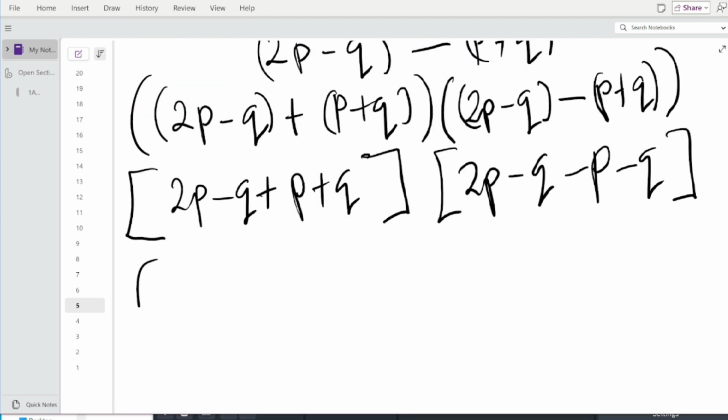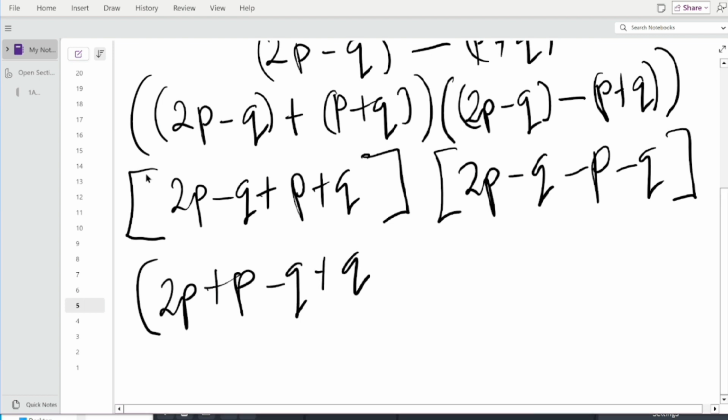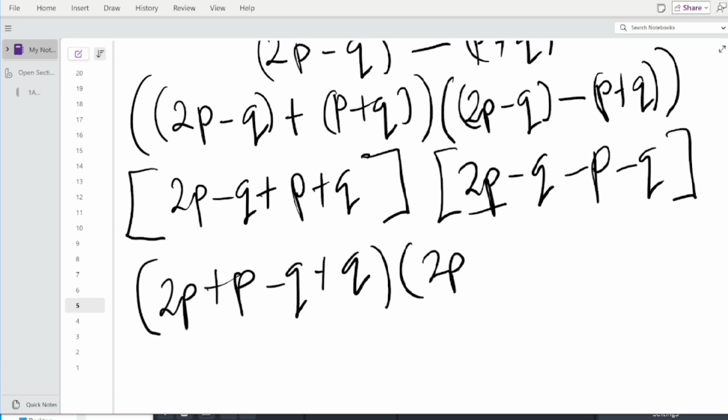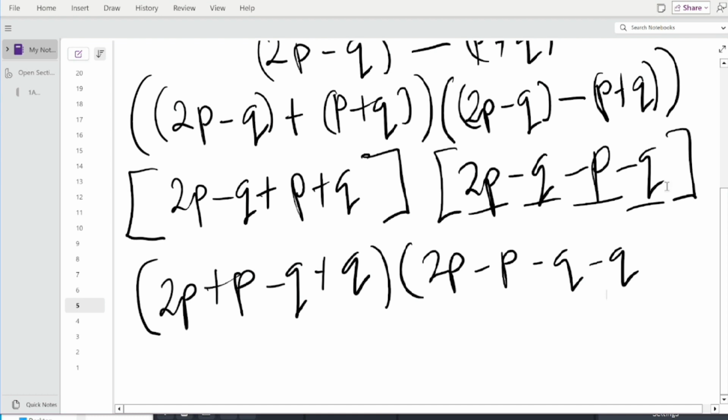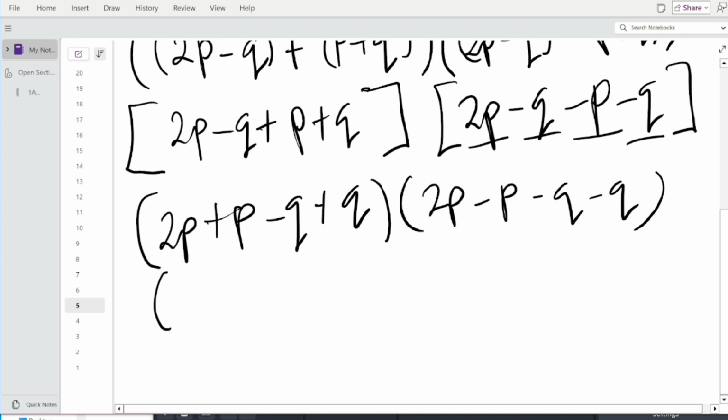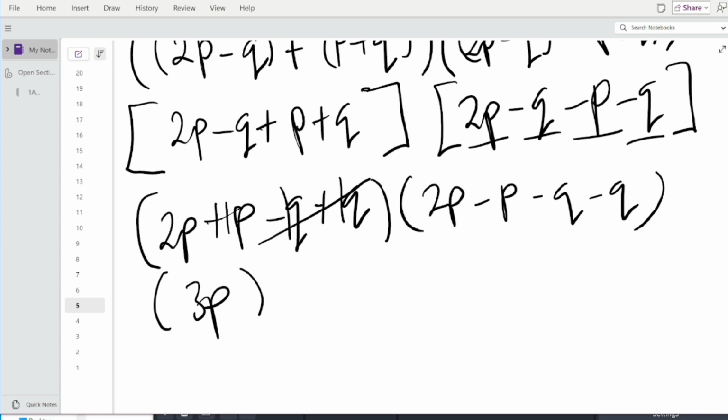At this point we collect like terms. So we have 2p, then this plus p, then minus q plus q, the first one. Then you take 2p minus p minus q and minus q. You take them with the signs in front of them, the positive or negative signs. You close your bracket. Then 2p plus p is 3p. Then minus q plus q, you have minus 1q plus 1q. You have 1 and you owe 1, that is 0, so these ones will cancel out.